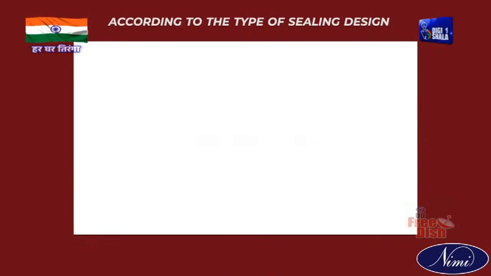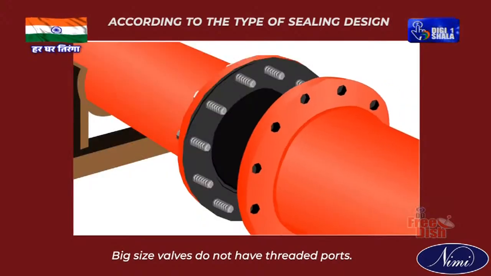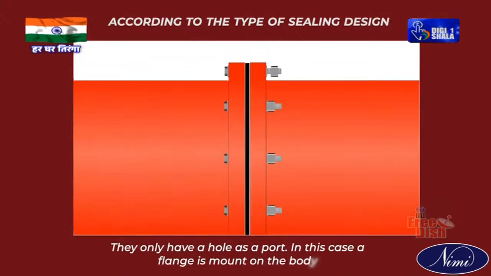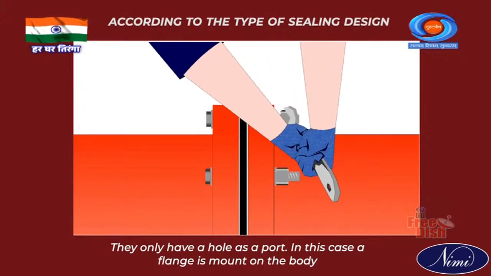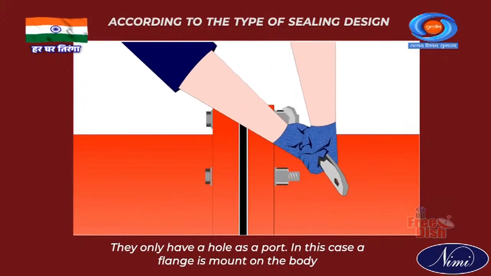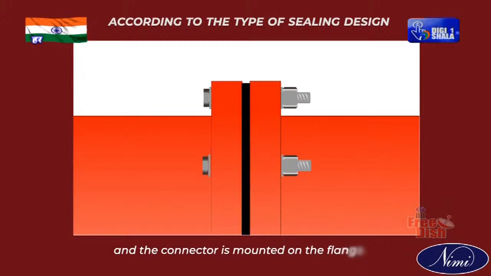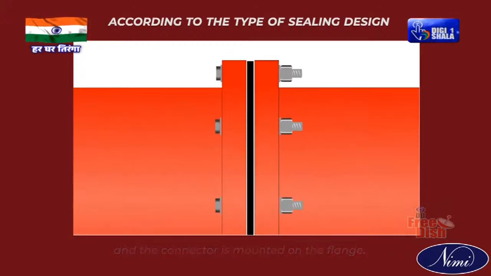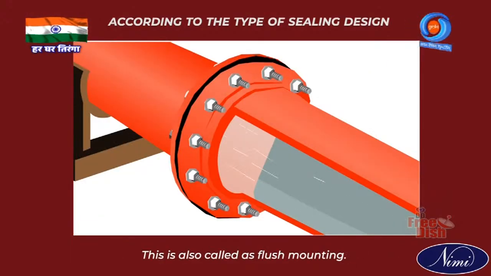Flange connection. Big sized valves do not have threaded ports. They only have a hole as a port. In this case, a flange is mounted onto the body and the connector is mounted on the flange. This is also called flush mounting.